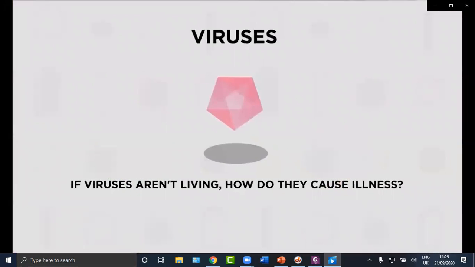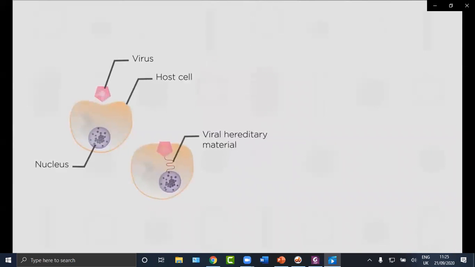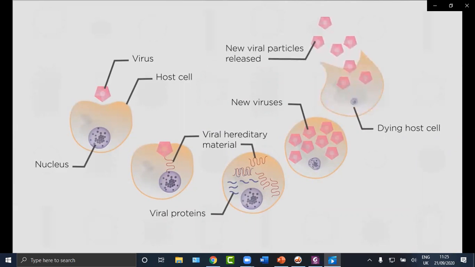So if viruses aren't living, how do they cause illness? Viruses are parasites. They can only reproduce in other living cells. They enter a host cell and hijack the host's genetic machinery. They make copies of their own viral genetic material instead and produce lots more virus particles. After lots of virus particles have been made, the host cell dies and the viral particles are released to infect more cells. The released viral particles can also spread to other people.